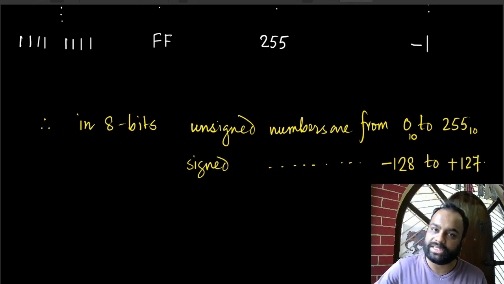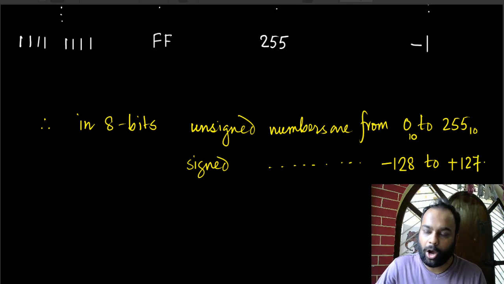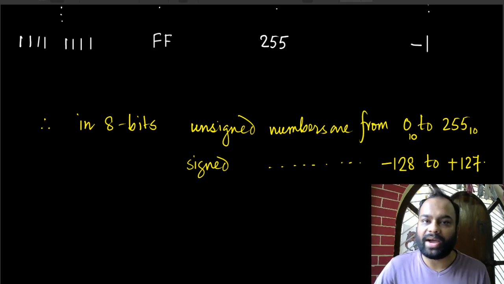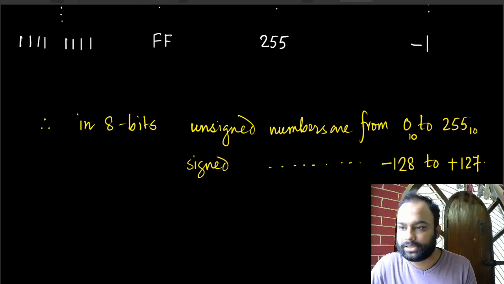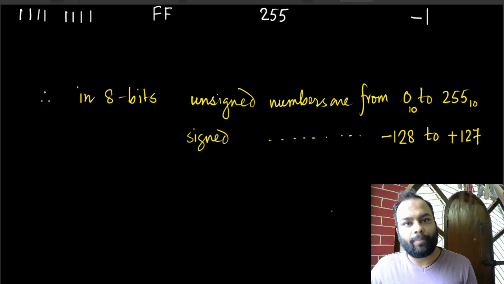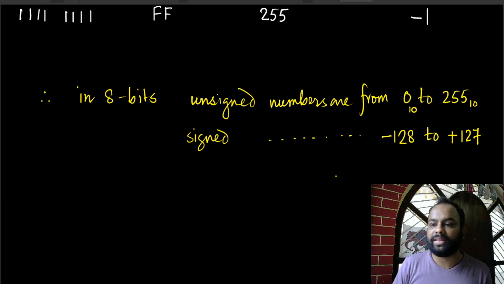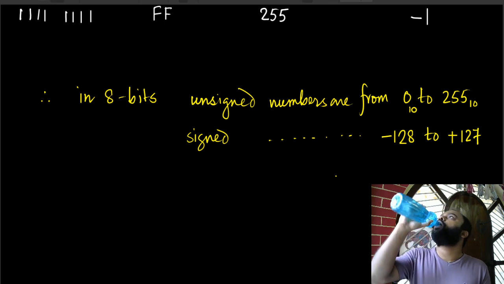See, we have 256 numbers. How many numbers do I have? 256. I have 2 to the power 8 numbers. But half of them are positive, half of them are negative. So 0 to 127 in the right hand side and minus 1 to minus 128 in the left hand side. That's how we have represented positive and negative numbers.